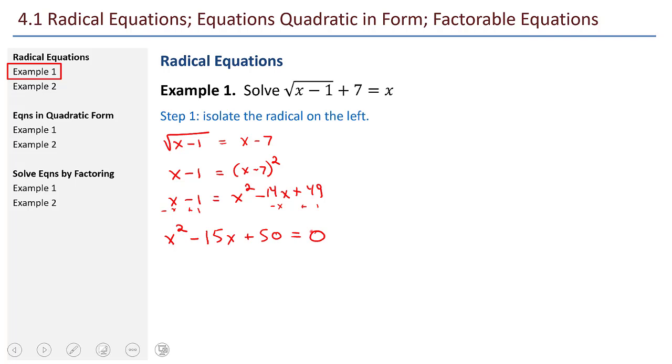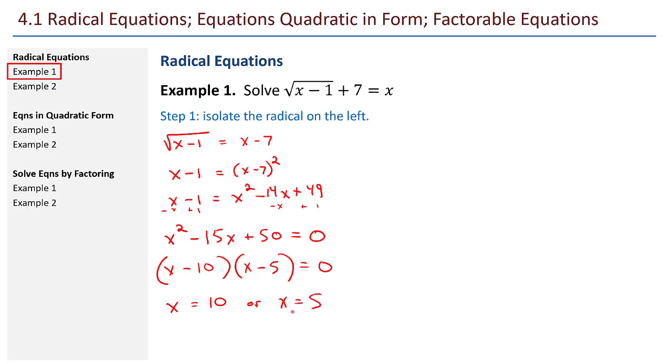Now I can factor the left-hand side. This is a quadratic equation that we've seen before. Do you see how this factors? How about x minus 10 and x minus 5? So we have our solutions. X equals 10 or x equals 5.